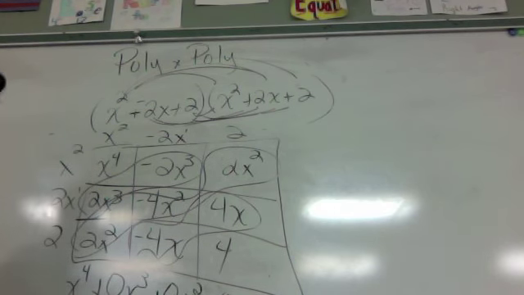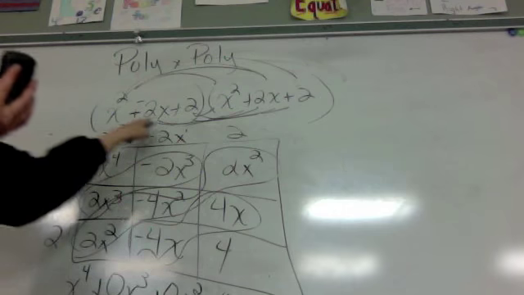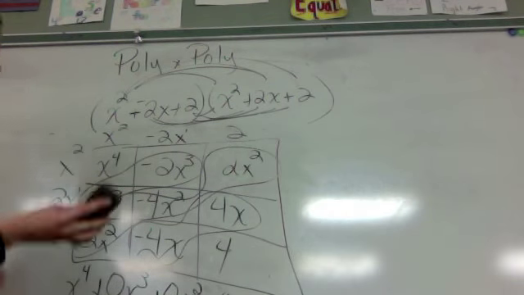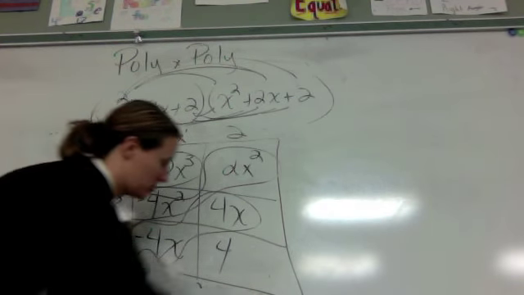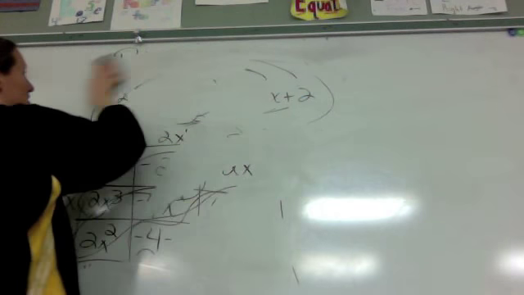And so then it doesn't really matter what size it could be. If this was a trinomial times a 5 term, I would do a 3 by 5 box. Either way, you're just going to follow the process to get the answer.